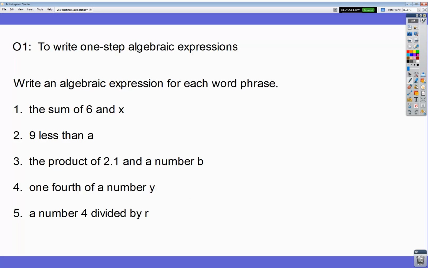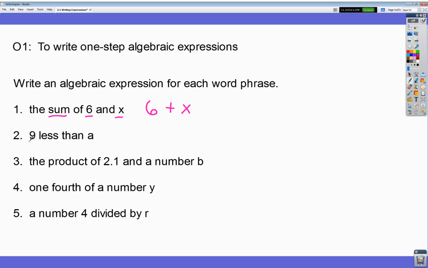Okay, so going with our first objective, writing one-step algebraic expressions, you will see things such as this. Write an algebraic expression for each word phrase. For number 1, we're going to find the sum of 6 and x. So finding the sum means that we add, so we do 6 plus x. And that's it. We're not going to write an equal sign because we're only writing an expression, not an equation.